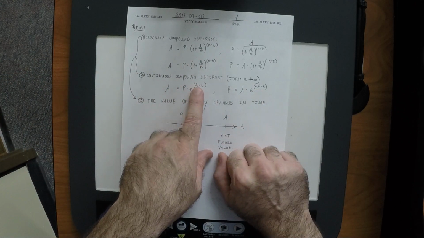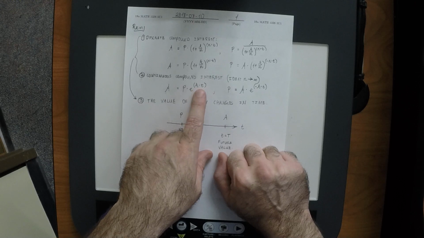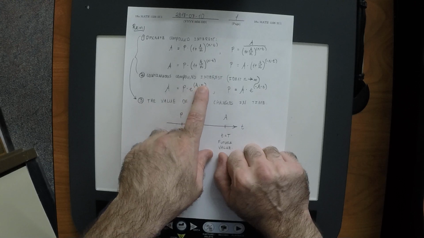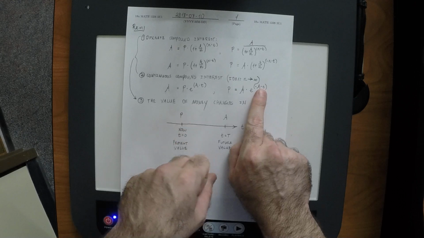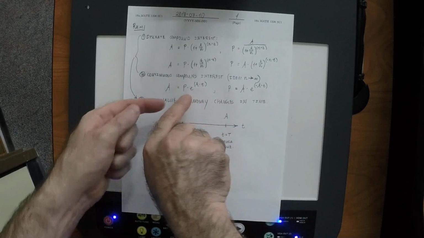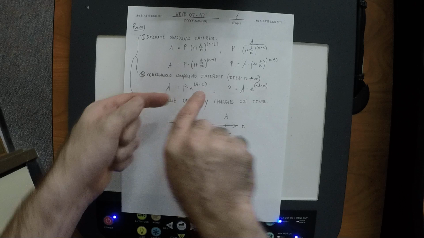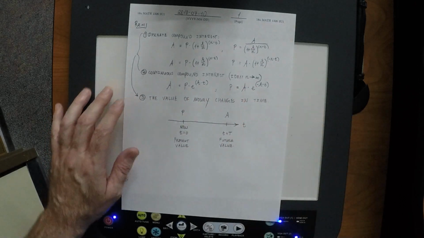Notice that the sign there is positive. That is to say it's rt, whereas that one is negative. So this is the model that moves money forward in time, and this one backwards in time.